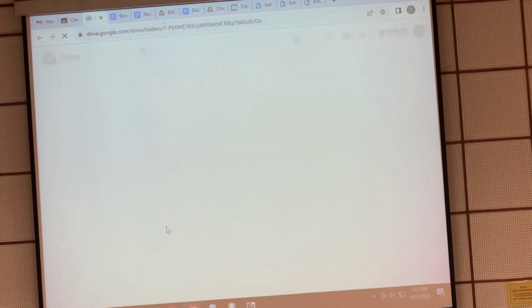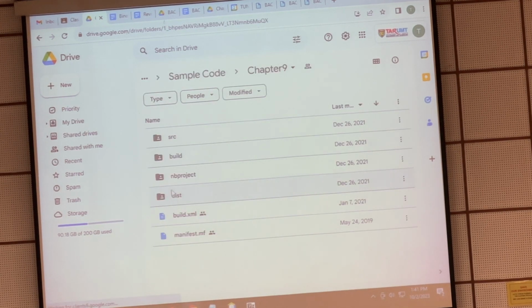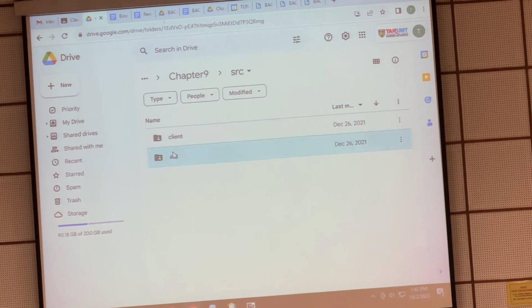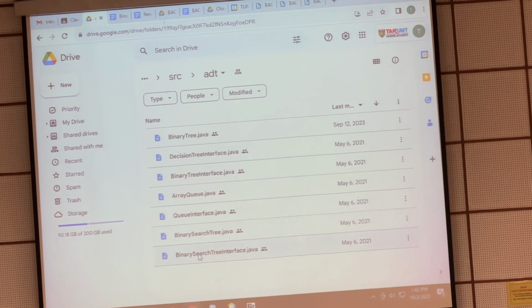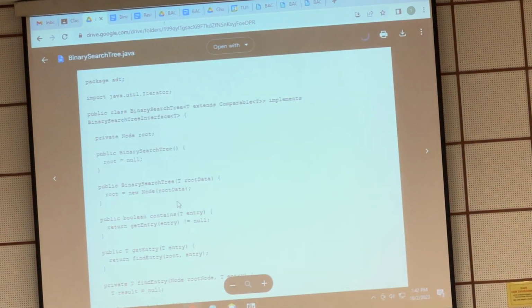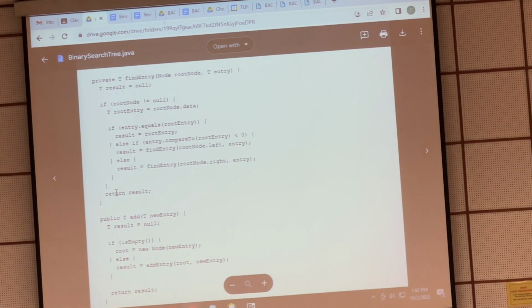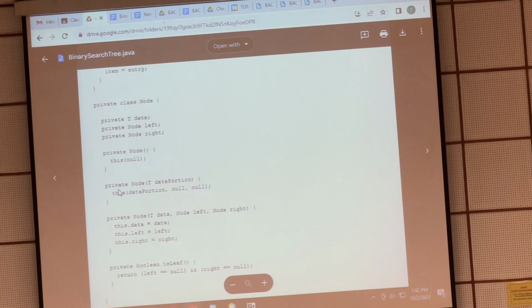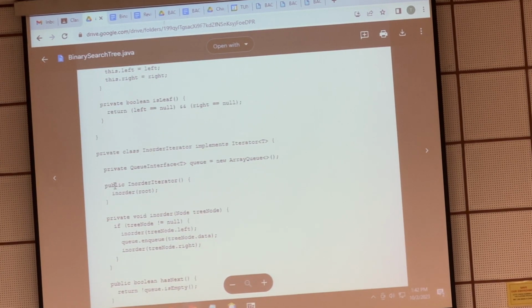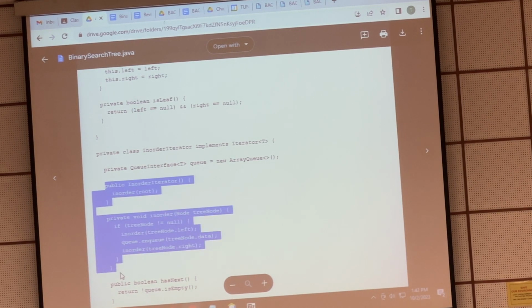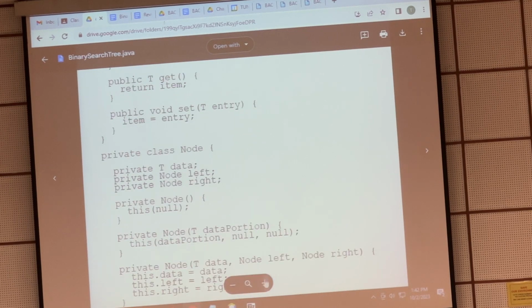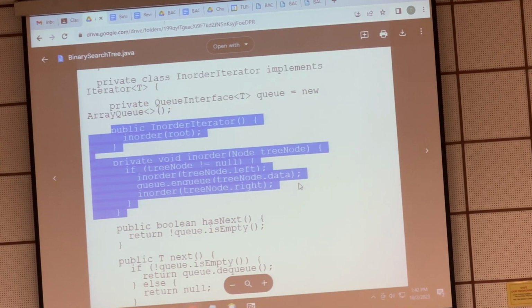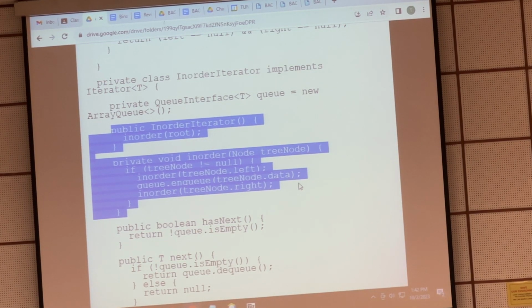In terms of coding, I want you guys to take a look at these. Just look at your traversal coding only. Your traversal codes, this part here. Wait, let me write it down for you.